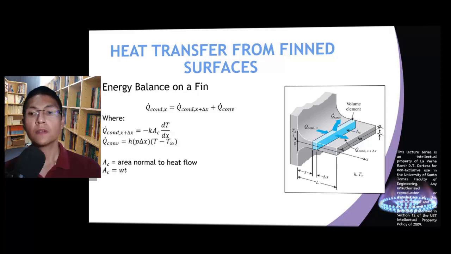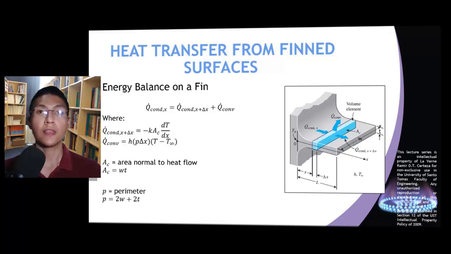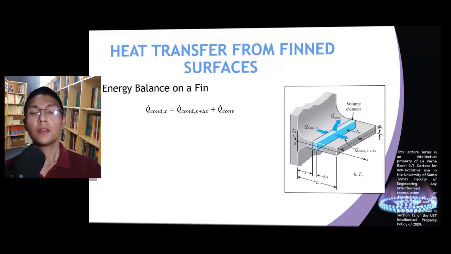Now the rate of heat convection from the surface of the differential volume can be computed using this equation, where P corresponds to the perimeter of the fin. This can be computed by adding twice the fin width to twice the fin thickness. Now by substituting the formulas corresponding to the three thermal energies in this equation, we will arrive at this equation.